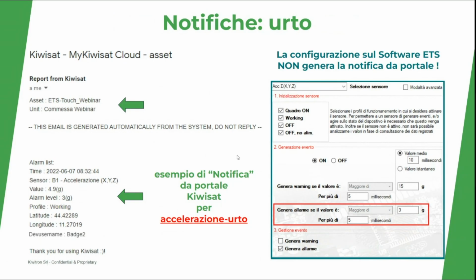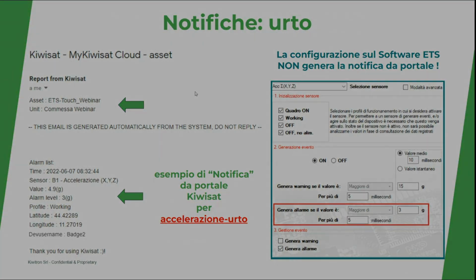Every time there will be any crash over 3G, having generated the notification, this email will arrive to the indicated emails. Of course, we can also put more emails, divided by the semicolon.